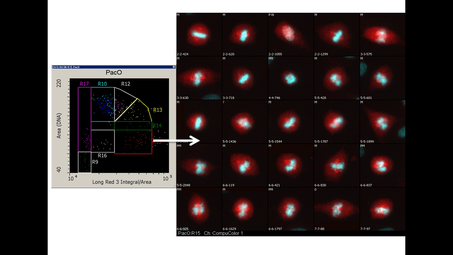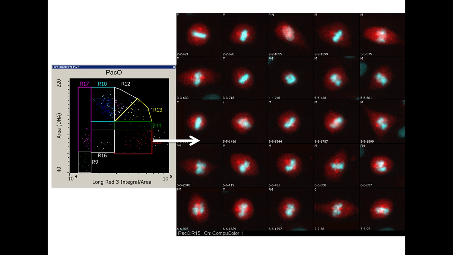If we go to R15, the cells are almost all in metaphase. Cyclin B1 is now cytoplasmic again because the nuclear membrane has broken down, although the cyclin B1 density is still high because the cells have rounded up and cyclin B1 decorates the mitotic spindle.